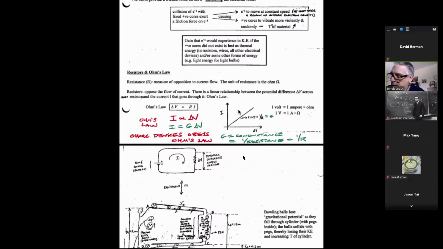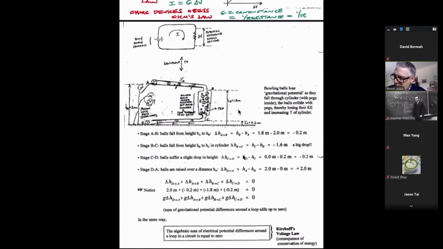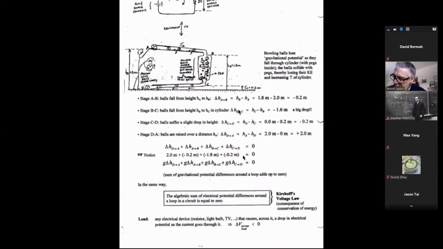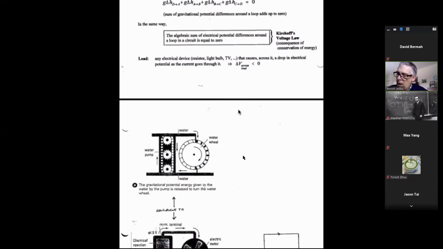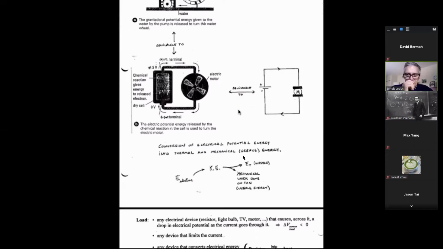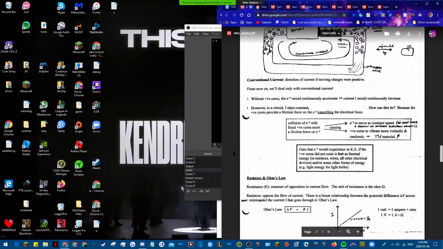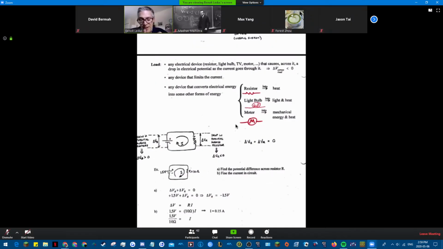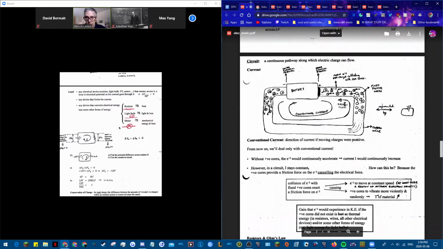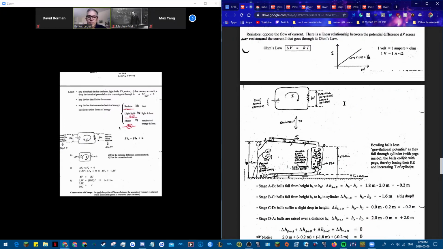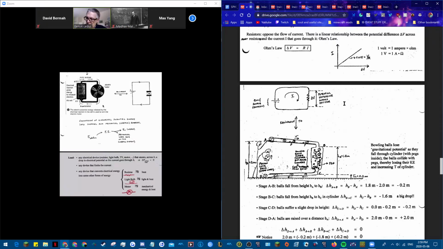All right. So now let's go back. Go down. A load is any device that takes in electrical energy and converts it into some other form, all right? So that's the definition of load. Across a load, there's always a drop in electrical potential.